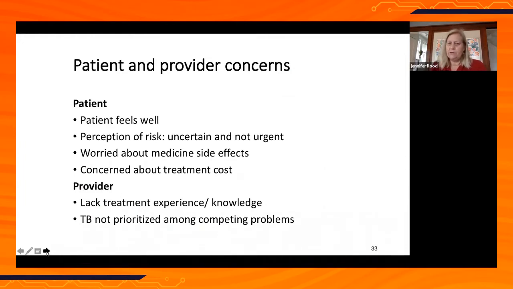There are challenges to addressing latent TB infection, however. The patient feels well. They may not perceive a risk or urgency. They may be worried about medication side effects and may be concerned about treatment costs. In addition, the provider may not have experience or knowledge about latent TB infection testing and treatment and have many competing priorities.